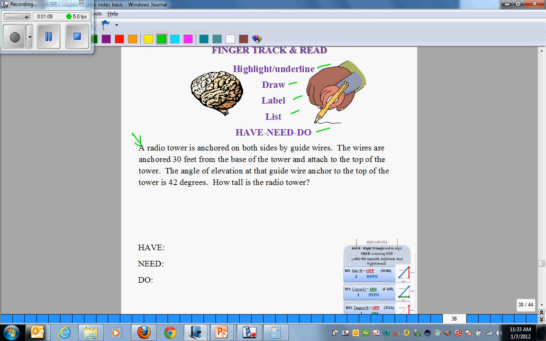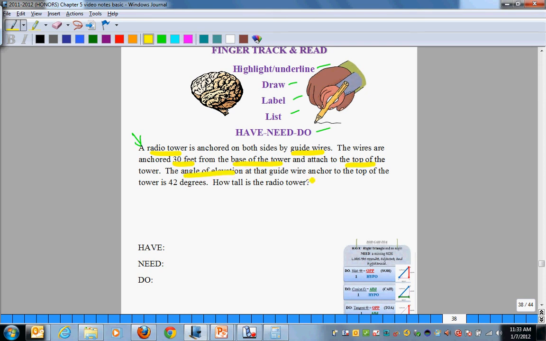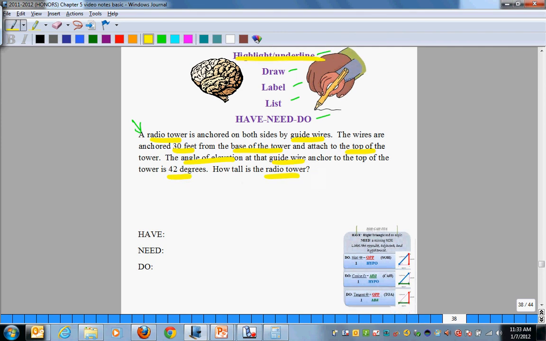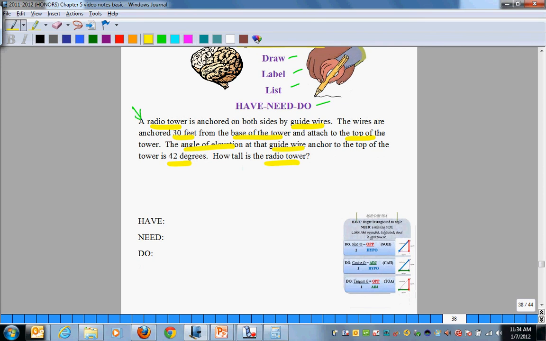Okay, welcome back. It says here, we have a radio tower. A radio tower is anchored on both sides by guide wires. The wires are anchored 30 feet from the base of the tower to the top of the tower. The angle of elevation from the guide wire to the top is 42 degrees. How tall is the radio tower? So we highlight and underline. Now we're going to draw, label, and list.